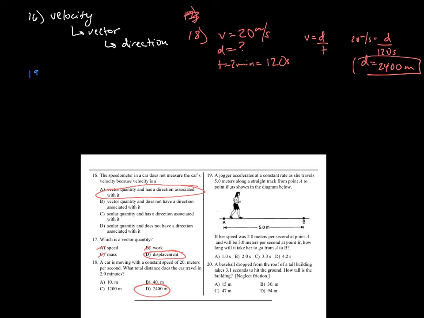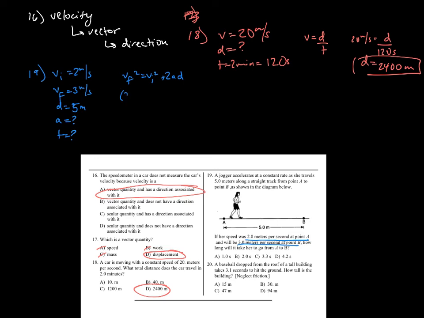Number 19 is a 2-step problem, so you need to do 2 different equations. Hey, look, it's red, white, and blue. So her speed was 2 meters per second at point A, and then when she gets to point B, she speeds up to 3 meters per second. Initial velocity is 2 meters per second. Final velocity is 3 meters per second, and she traveled a distance of 5 meters. We don't know acceleration, but we need to find time. All of the 3 kinematic equations need acceleration. So the first step is to find acceleration, and we have to use this equation.